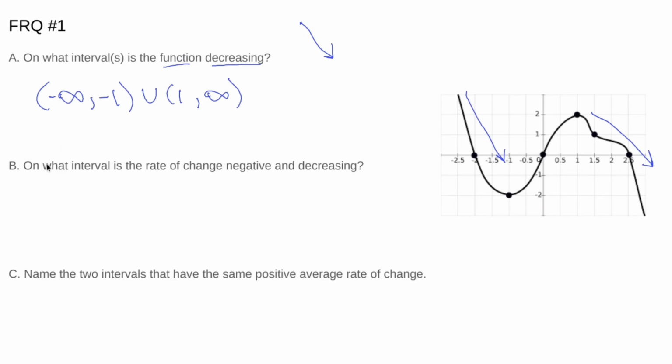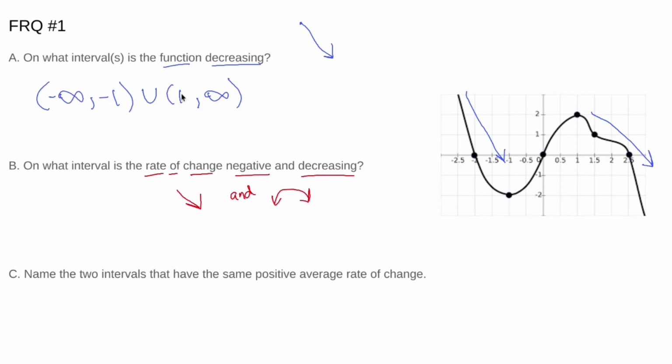Now let's take a look at B and understand the difference between what's being asked. B is asking on what interval is the rate of change not only negative, but decreasing. Rate of change is a fancy word for slope. So it's asking when is the slope negative. That does mean down and to the right, but also if the rate of change is decreasing, that also means concave down. So we need the part where it's going down and to the right and also concave down.